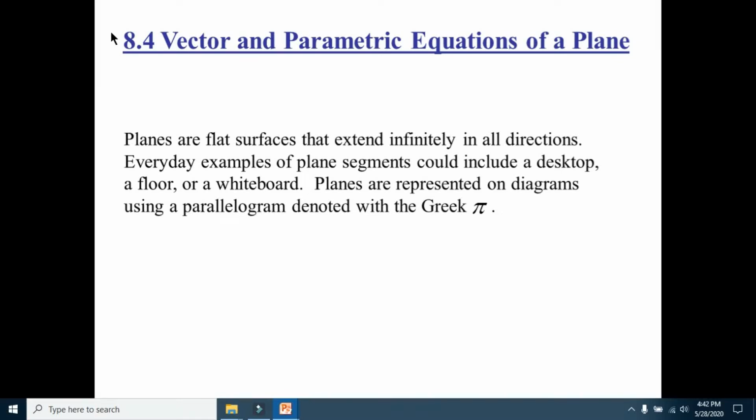Hello and welcome back to math class. Today, vector and parametric equations of a plane.